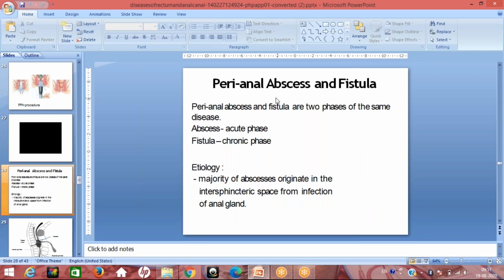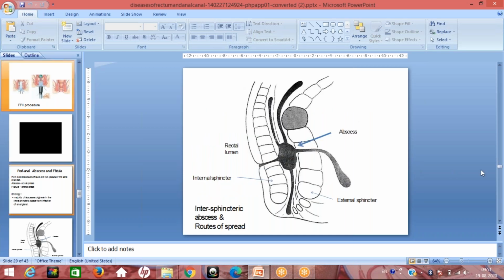So coming to the perianal abscess, I already told you what is a perianal region. Abscess and fistula, both of them are interlinked. An abscess is an acute phase, whereas a fistula is a chronic phase. Most of the abscesses originate in the cryptoglandular region and the rectal columns. In those regions, the anal glands are located. They can get infected, which can spread, and they travel in different directions. Depending upon it, 4 types of fistulas are commonly seen.